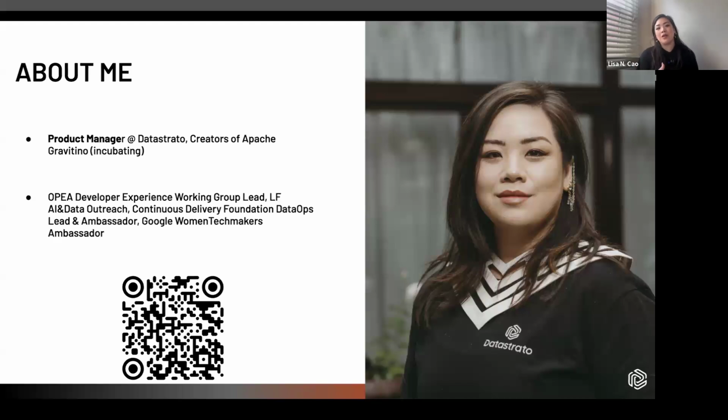Other things that I do within the Linux Foundation in general include running the OPEA Developer Experience Working Group, as well as being part of LF AI and Data outreach, and being part of the CDF in terms of their DataOps initiative and helping start that, as well as being an ambassador with the Continuous Delivery Foundation. I'm also a Google Women Techmakers ambassador. And out here in the Bay, I do a lot of events. So some folks might recognize me from Data for AI or other things. I like doing quite a bit of appearances. That QR code goes directly to my LinkedIn if you want to find me. But generally speaking, if you search me, I'll be around.